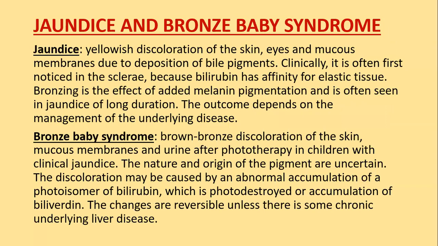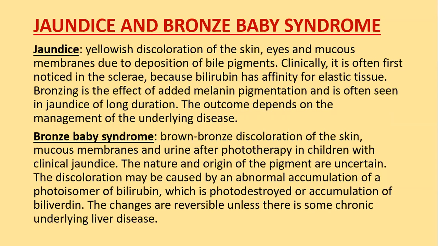Then the second kind of non-melanin pigmentation we come across is jaundice and bronze baby syndrome. Jaundice is the yellow discoloration of skin, eyes, and mucous membrane due to deposition of bile pigments. Clinically, it is often first noticed in the sclera because bilirubin has an affinity for elastic tissue. Bronzing is the effect of added melanin pigmentation often seen in jaundice of long duration. The outcome depends on the management of the underlying disease.